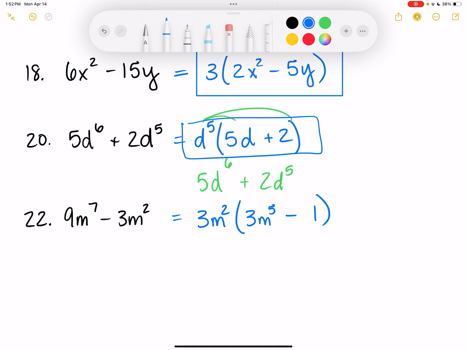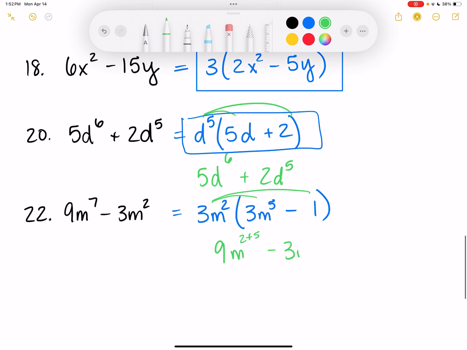So I can check this. Again, I can cover up and check. So if I distribute, 3 times 3 is 9, so that would be 9. M squared times m to the 5th would be m to the 2 plus 5, which is 7. And then over here, minus 3m squared.